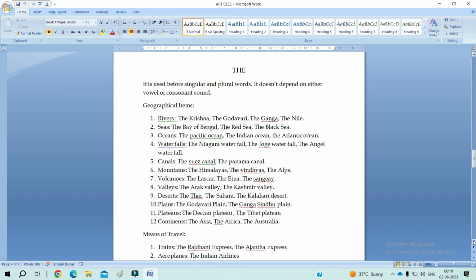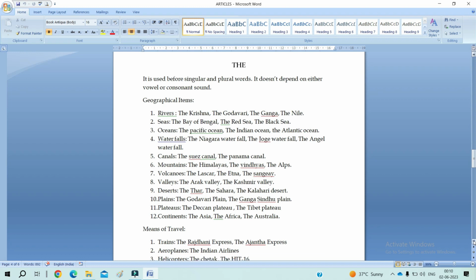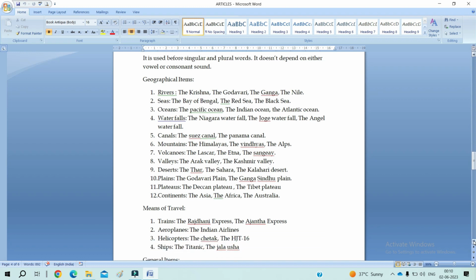Okay, it doesn't depend on either vowel or consonant sound, whatever the sound may be. "The" you have to mention clearly before singular and plural words. I mentioned some geographical items: the Krishna, the Godavari, the Ganga, the Nile. These are the rivers. The Bay of Bengal, the Red Sea, the Black Sea or the seas, the Pacific Ocean, the Indian Ocean, the Atlantic Ocean or the oceans.